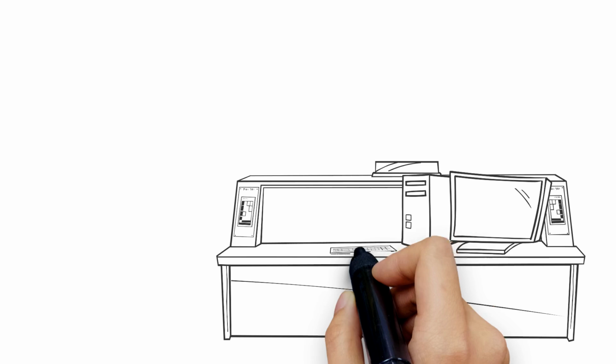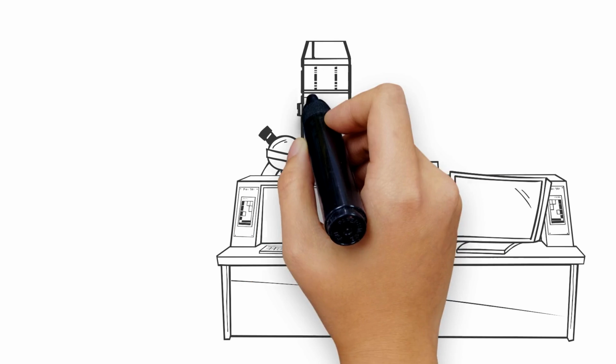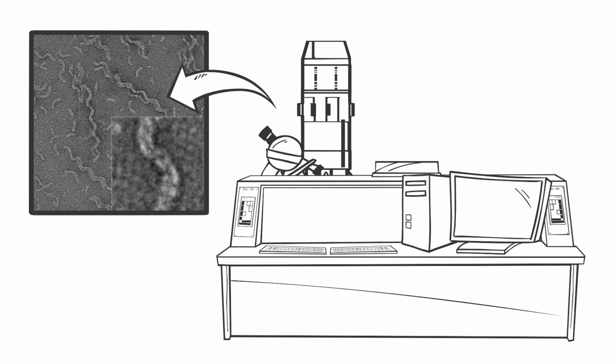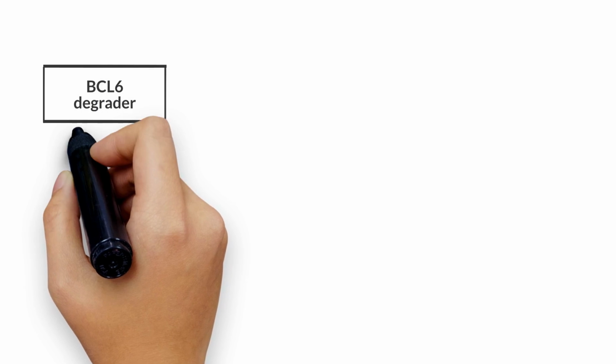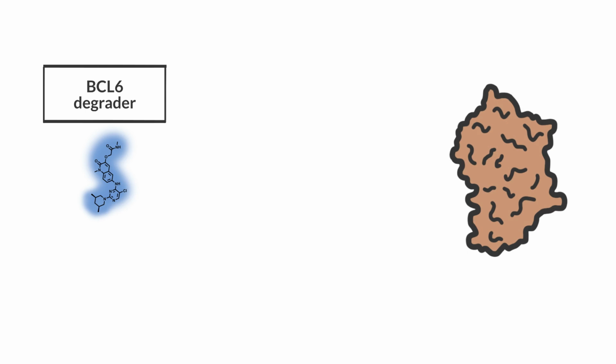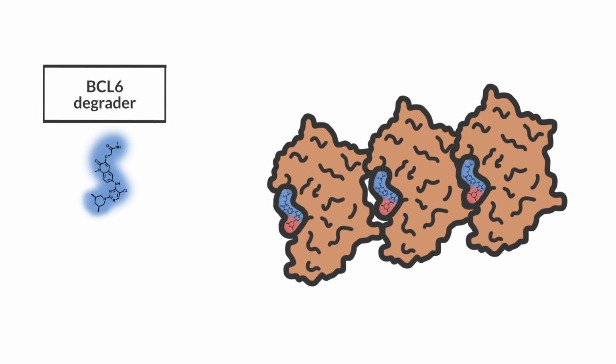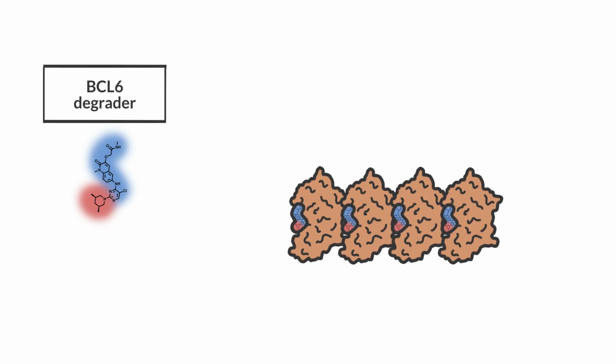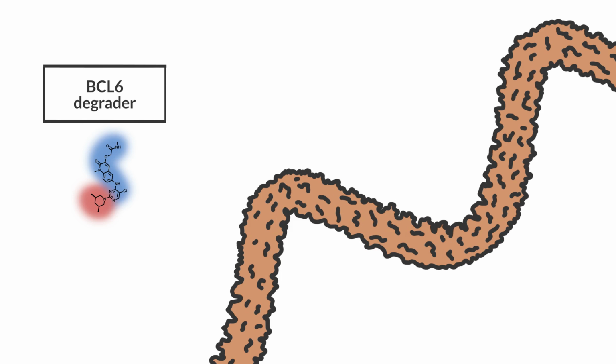To understand this phenomenon, we purified recombinant BCL6 protein and observed that, upon degrader treatment, BCL6 formed stunning long coil-shaped filaments in vitro. Through cryo-electron microscopy, we found out that the degrader binds to a groove on one BCL6 dimer, and the solvent-exposed moiety of the degrader subsequently induces an interaction with a second, adjacent BCL6 dimer. Thus, the degrader essentially glues individual BCL6 dimers into polymeric filaments.